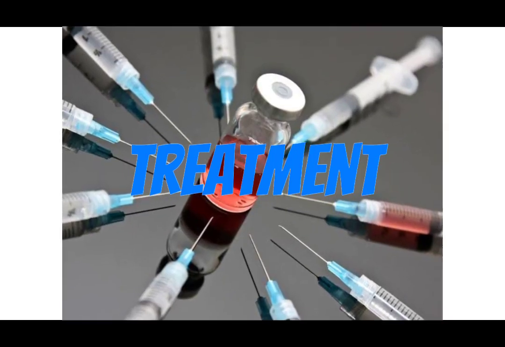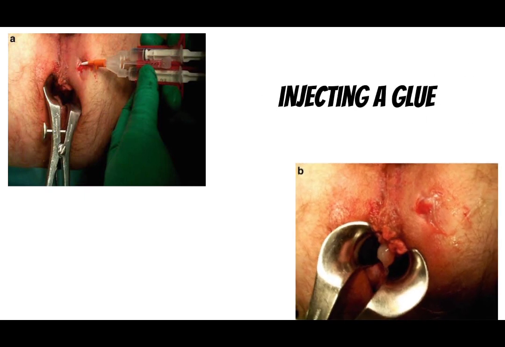For the treatment, fibrin glue is currently the only non-surgical option for anal fistulas. It involves the surgeon injecting a glue into the fistula while you're under a general anesthetic.